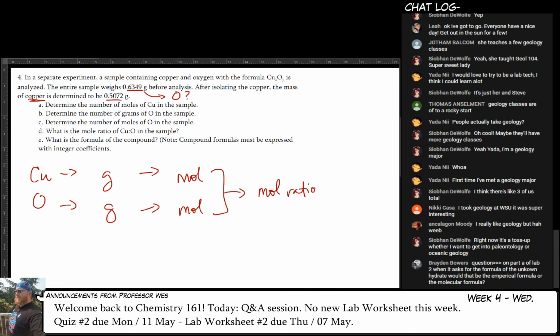That's sort of beyond the scope of this class, I guess, because we don't really do much with ionic solids in 161. We talk a little bit more about it in 162.